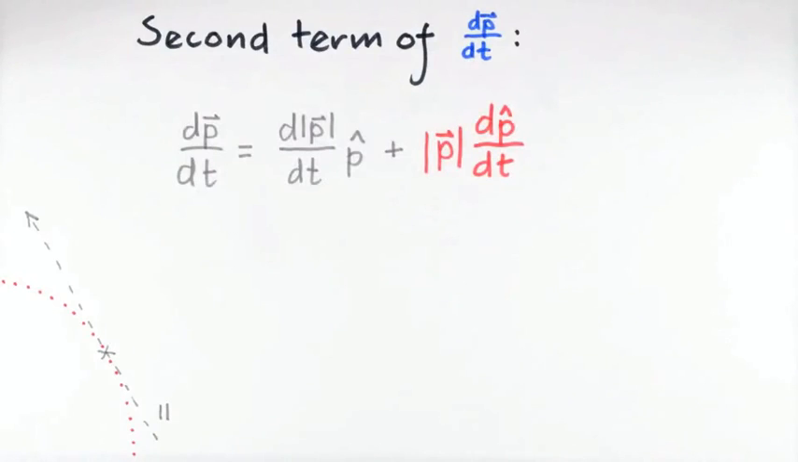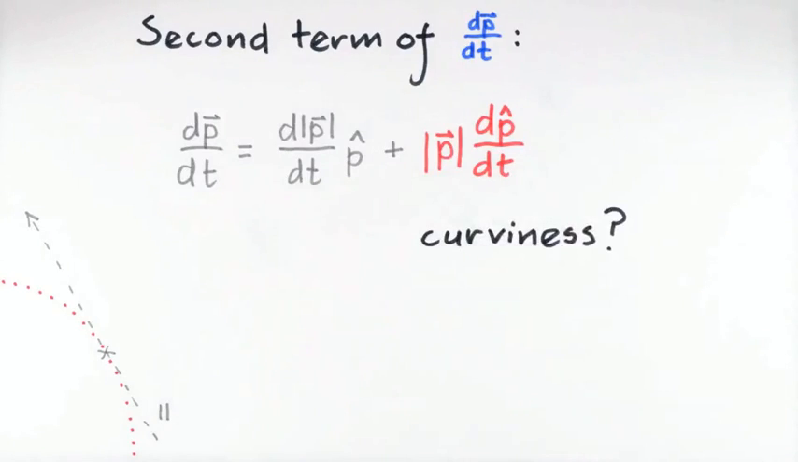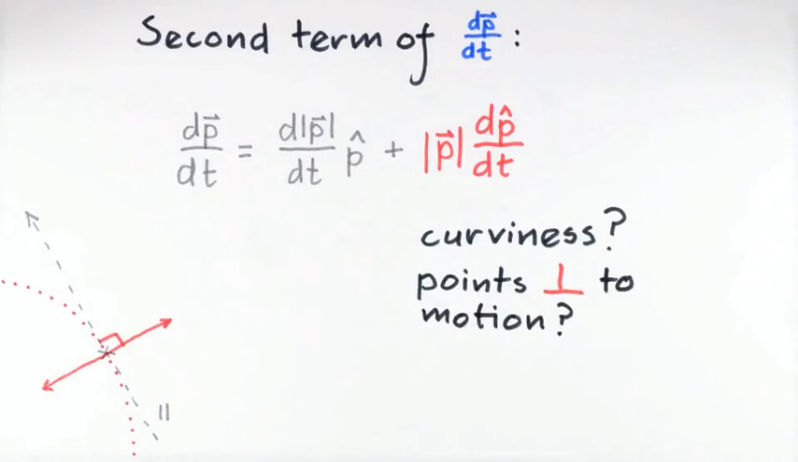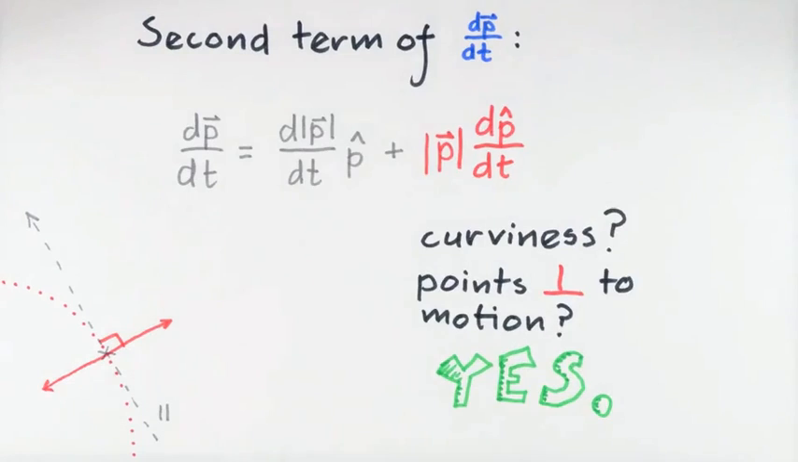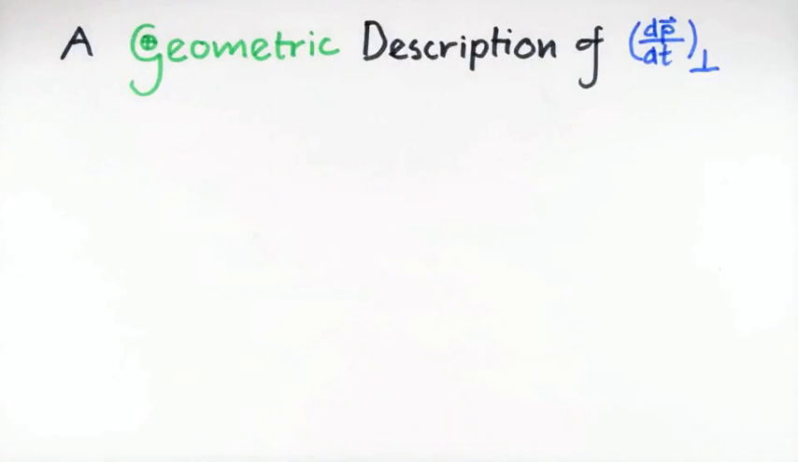Now let's look at the second term from our vector derivative of dp dt. You might guess from our previous discussion that this second vector term might be associated with the curviness of the object's path, and moreover, that this term points in a direction perpendicular to the direction of motion of the object at the moment we're looking at the object. That would be a good guess because it's correct. We can symbolize this perpendicular part as dp dt perpendicular using the perpendicular symbol.